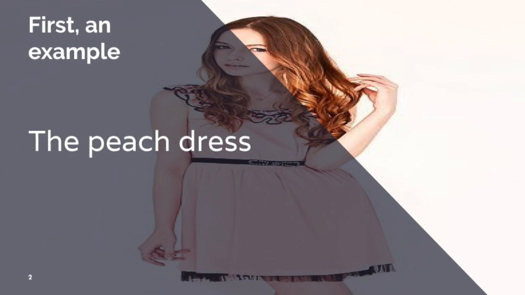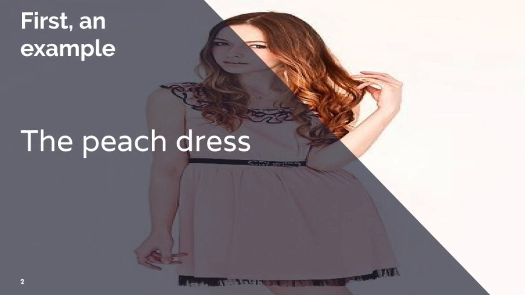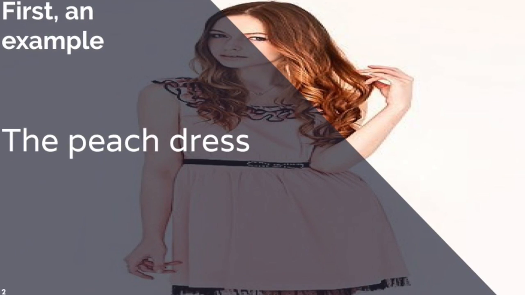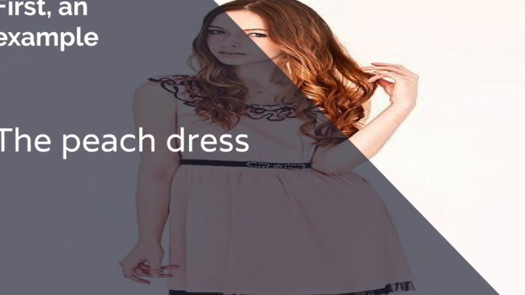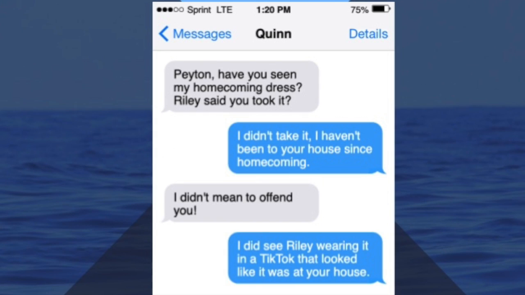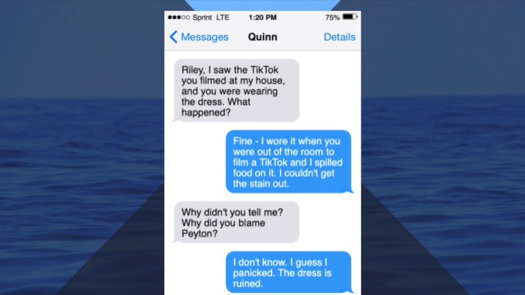The peach dress. Let's start with an example where the characters have some clear ways to check information. For the purposes of the story, the friends involved are Peyton, Quinn, and Riley. In the first text exchange, Quinn asks Riley if she has seen her homecoming dress. Riley deflects and blames Peyton for taking the dress. Peyton relates there is no way she could have taken the dress and additionally provides evidence that something else might be at play. Quinn uses the evidence to confront Riley, and she eventually confesses.